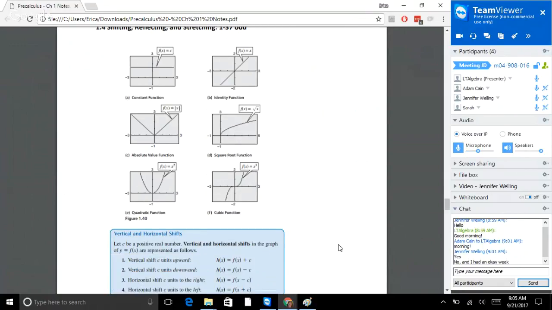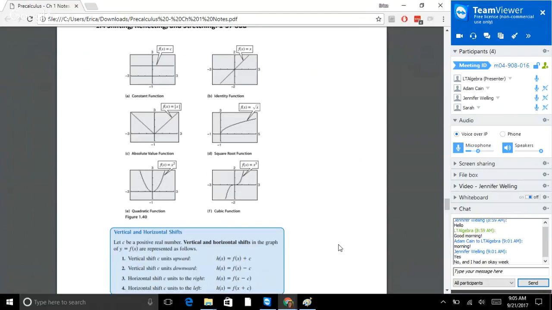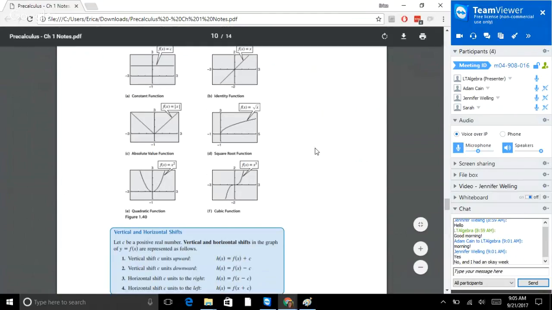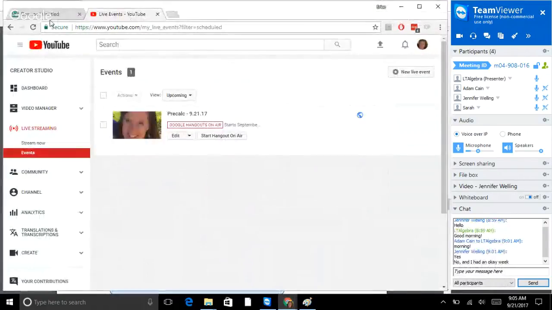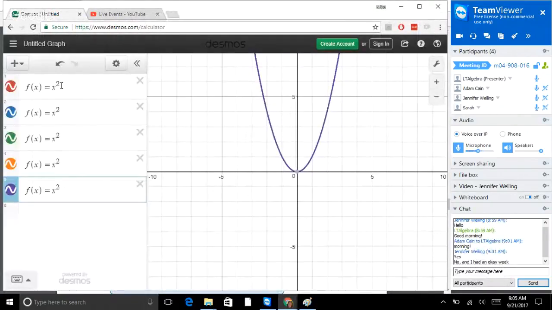So what we're going to talk about is, first of all, I think we went over these on Monday, but I just wanted to remind everybody what these parent functions are. So let's flip into Desmos. One of these is Desmos. This has Desmos. There we go. Oh, that's not the one I wanted. But we can delete that off real fast.